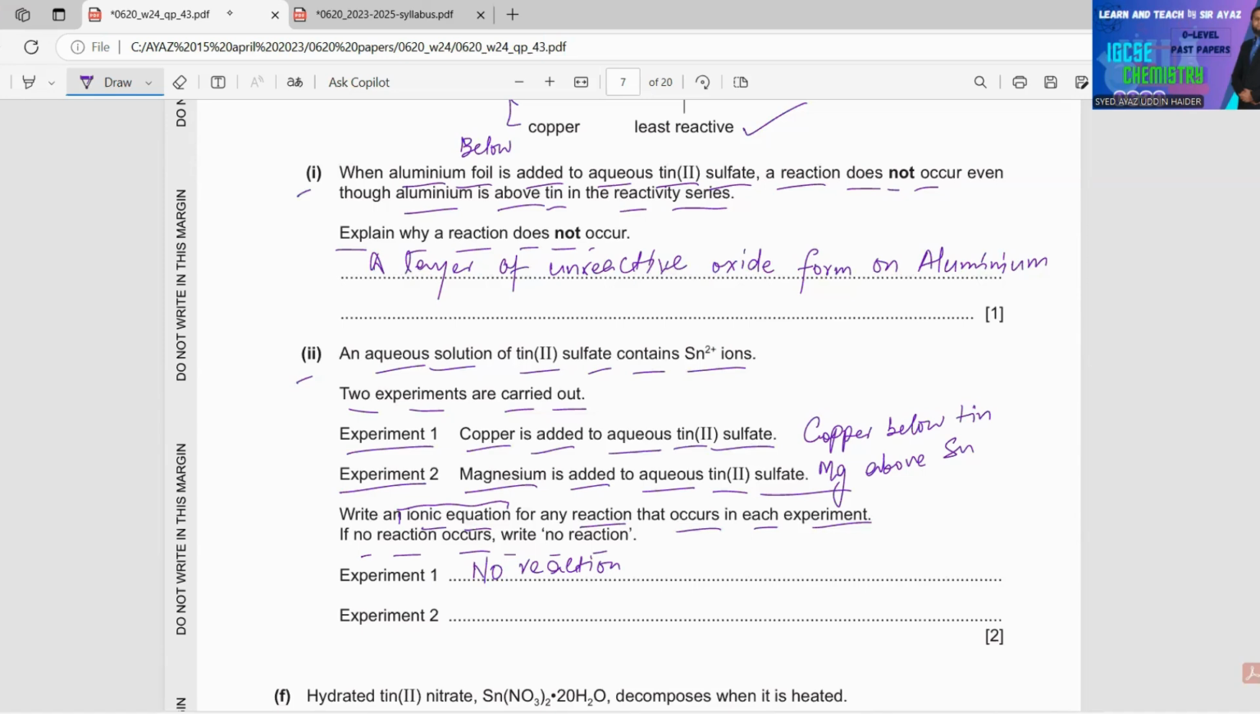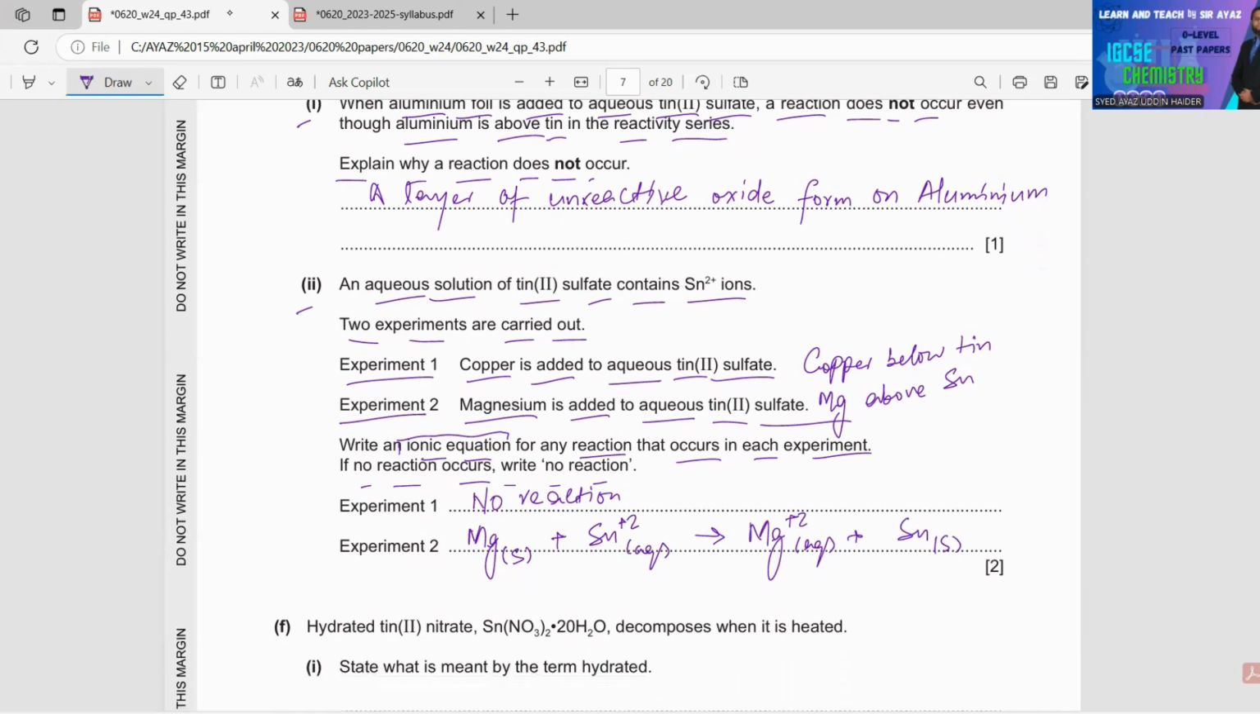So I will write magnesium. You're reacting magnesium, so you have to write Mg solid plus tin. Tin must be carrying a +2 charge. It's an aqueous solution. Now magnesium gets oxidized, or reacts, or displaces tin from tin(II) sulfate. So it will form Mg2+ ion aqueous. On the other hand, tin will get reduced, that is from Sn2+ to Sn. You will get Sn solid here. This will be the final ionic equation in this case.